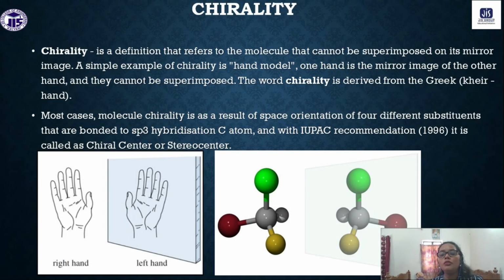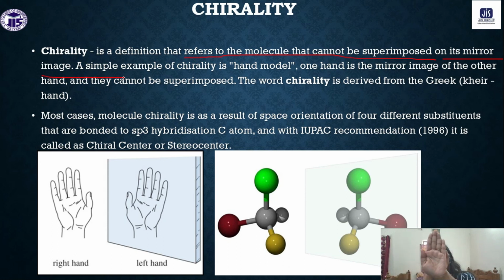Okay, now we will discuss chirality. Chirality means that if a molecule is non-superimposable on its mirror image, that molecule is called a chiral molecule. It is defined as a molecule that cannot be superimposed on its mirror image, like our two hands. This is my hand, and this is the mirror image of the hand.